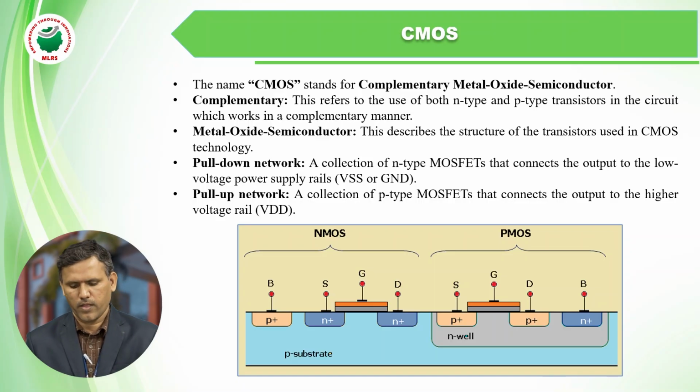Pull-down network: a collection of N-type MOSFETs that connect the output to the lower voltage power supply rails like VSS or ground. Next, pull-up network: a collection of P-type MOSFETs that connect the output to the higher voltage rail, VDD. See in the figure here, this is the NMOS and this one is the PMOS.